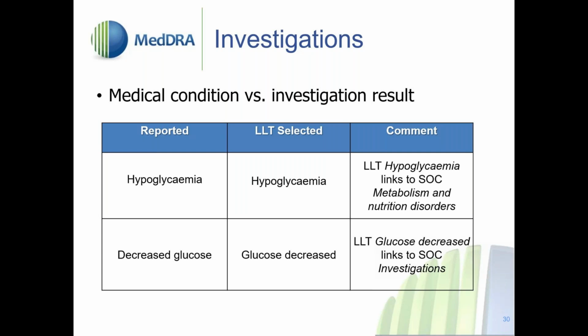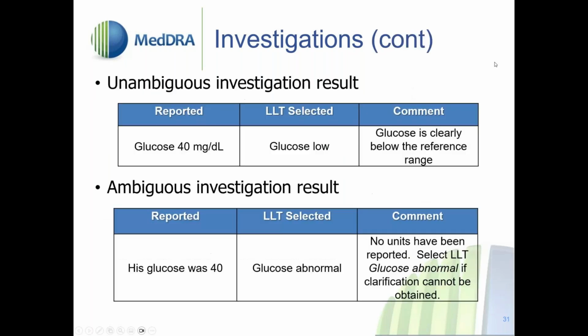But let's take a look at these two examples. So if your reporter says the patient had hypoglycemia, they're giving you a medical condition. So that needs to go to a disorder SOC. So that goes to the metabolism and nutrition disorder as the LLT hypoglycemia. If you have decreased glucose, and that's the extent of your report or your source, then that's a lab result. That's an investigation. It goes to glucose decreased. It's not a disorder.